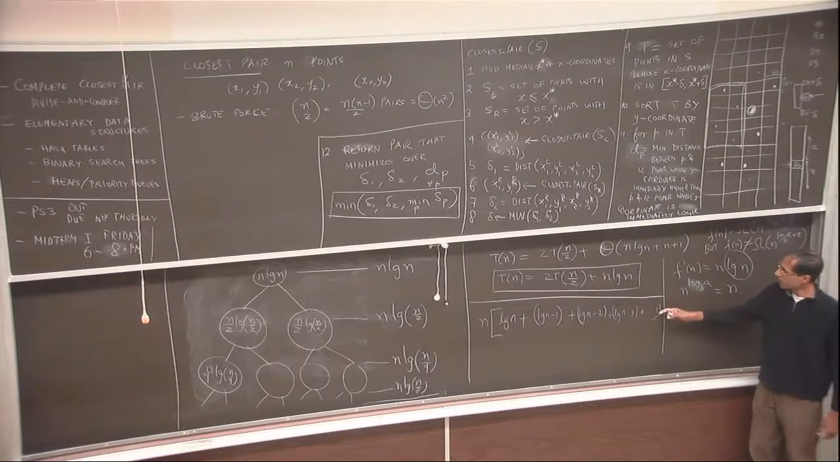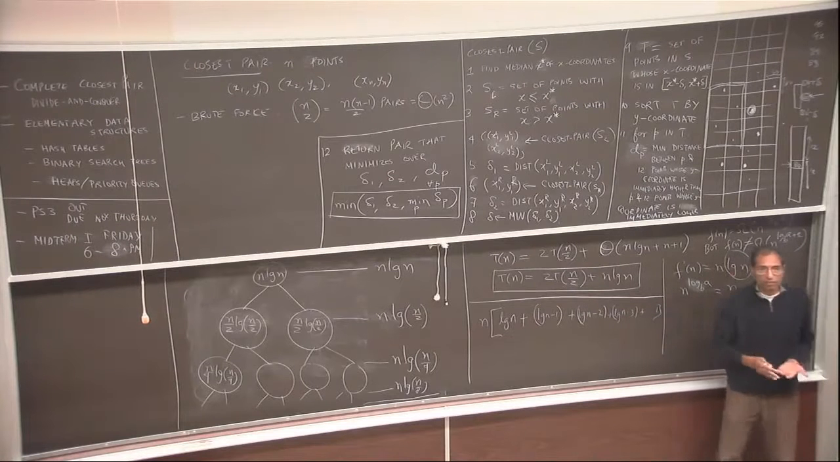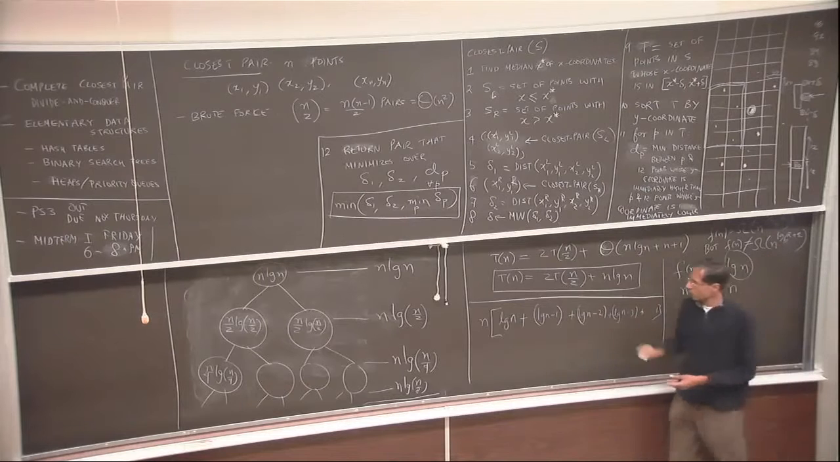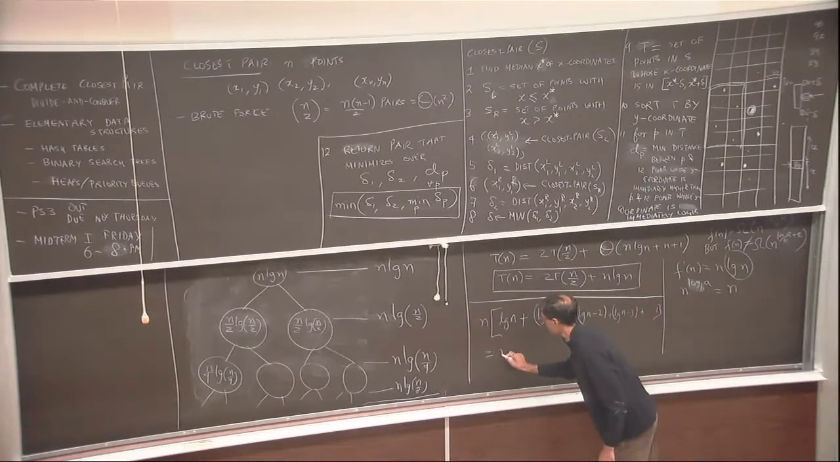Now this is nothing but the sum of consecutive numbers. What is the sum of m consecutive numbers? It's m times (m plus 1) by 2. So this whole quantity is n times log of n times (log of n plus 1) by 2.